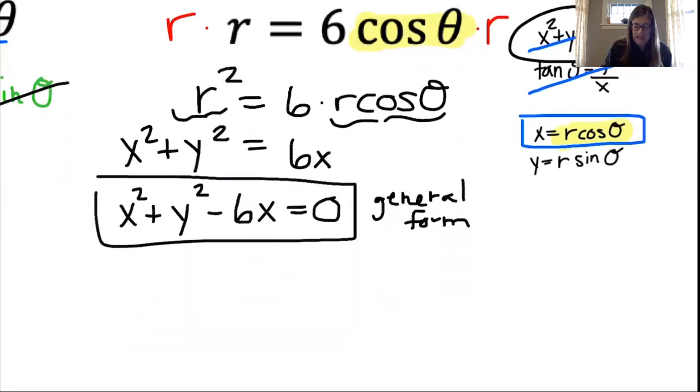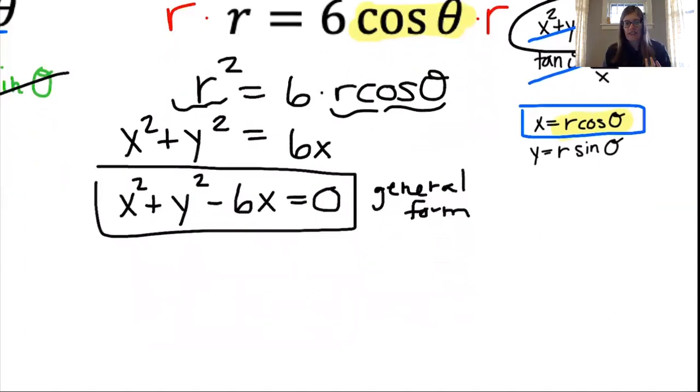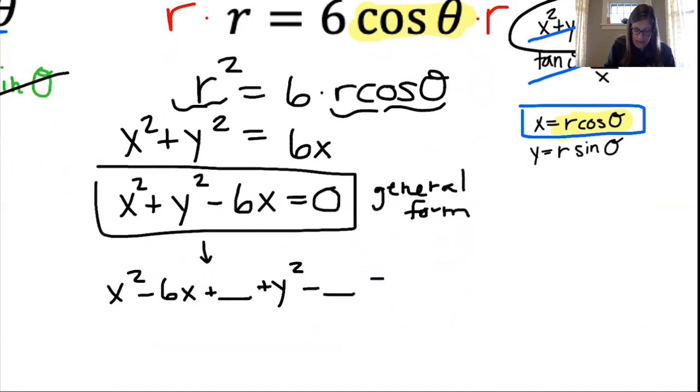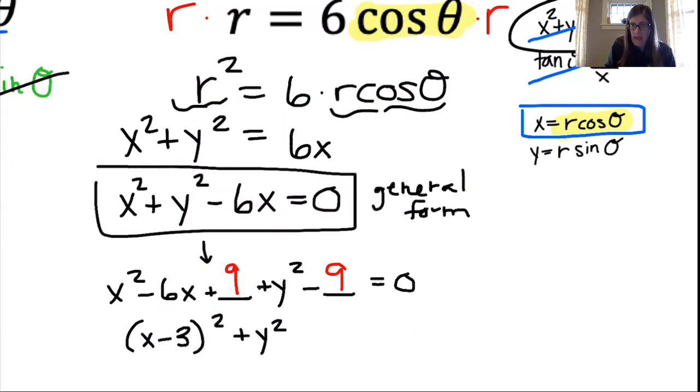Okay. And you don't actually have to do this every time, but I just want to show that we could change that by using our methods from chapter 10a, completing the square, regrouping our families. What number completes the square here? It's going to be a 9. So this is going to give me x minus 3 quantity squared, and then I'll have plus y squared. And then the minus 9, I would add over to the other side, so it equals 9. This is the standard form for a circle.